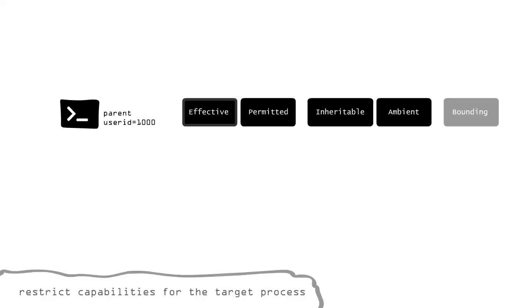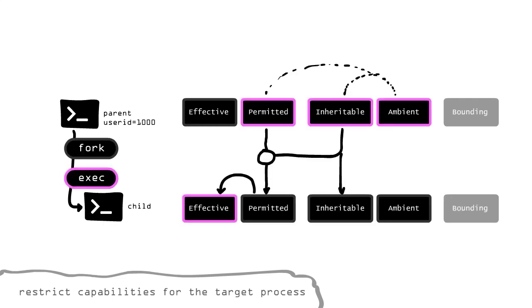We have seen there are several capability sets, and the most important one is the effective set, because that one is checked as you issue a command. The other ones get into play as you create a new process, because then you need to have an inheritable set and an ambient set in order to have an effective permission set in the target process.